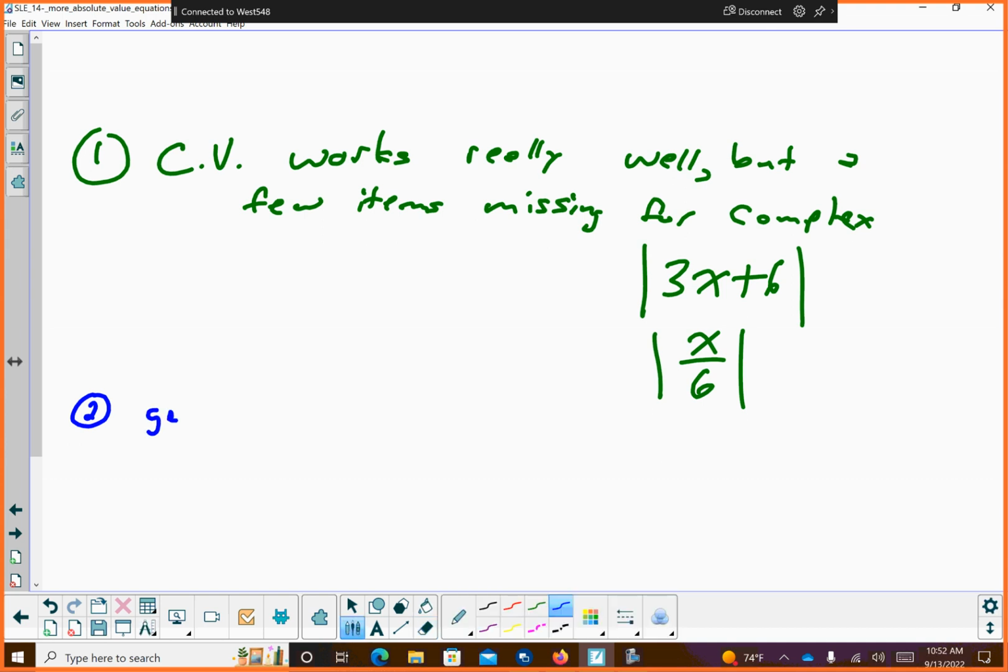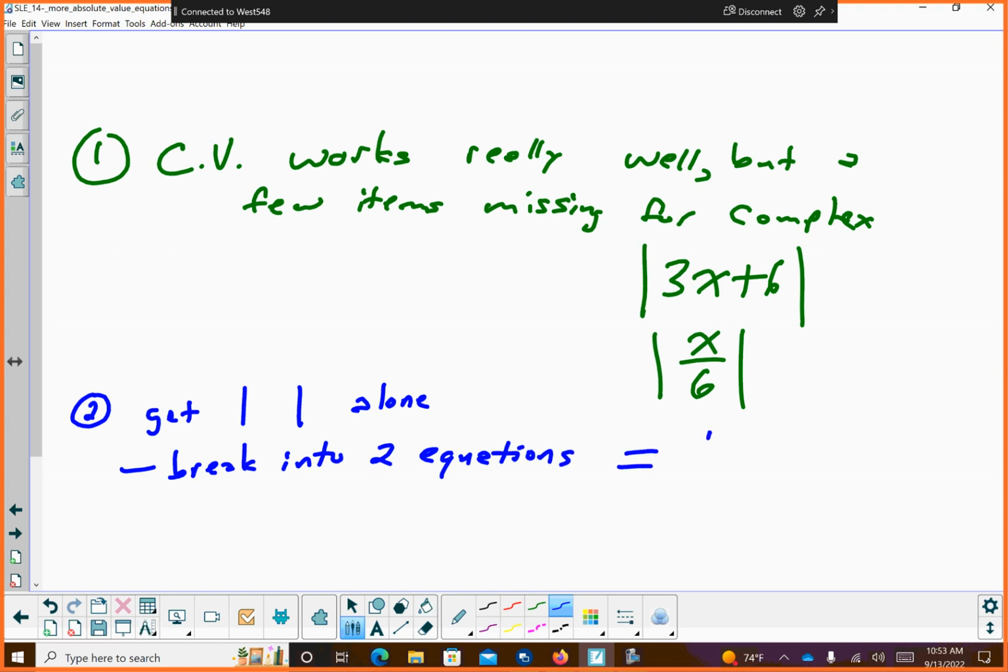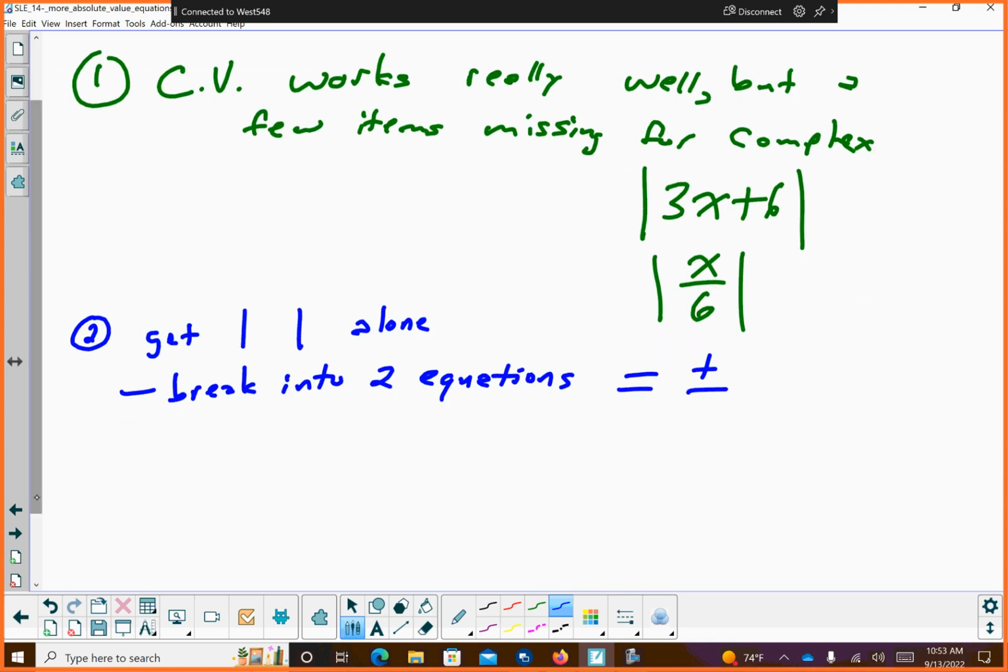Get absolute value signs alone. Break into two equations. So it's equal to a positive and a negative component. Okay, so let's go a little bit further on that. That original problem that was in our book, let's see if we can work this with our new way.